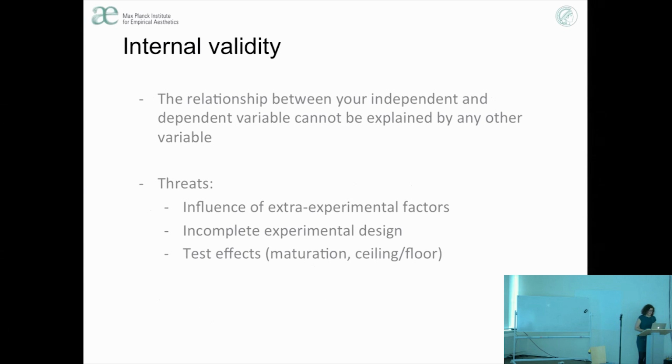So, what is internal validity? Your experiment is internally valid when the relationship between your independent and your dependent variable cannot be explained by any other variable. When we can be sure, in other words, that the results are not due to interference of some uncontrolled factor. Now, threats to internal validity are, for example, and we've touched upon a couple of them this morning already, the influence of extra experimental factors. So factors that lie outside of your design and also mostly outside of your control.